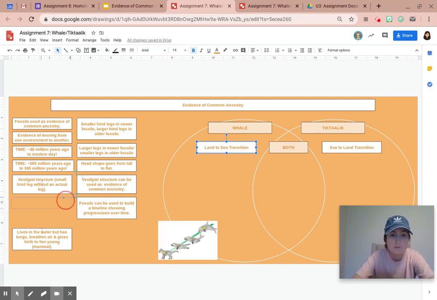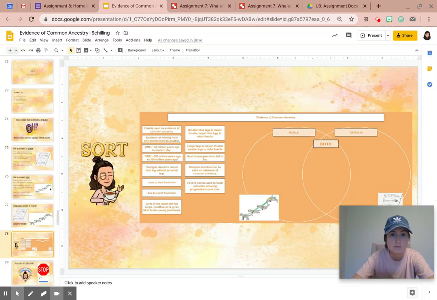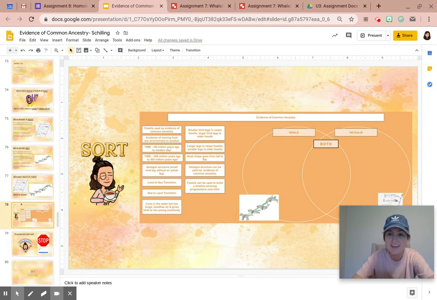Hopefully it goes better. I know a few of you had trouble on our last Google drawing sort, but I think that I made this one a little bit easier to sort. So let me know if you have any questions, but that's what I want us to focus on today for our sort. So once you complete that, just hit that turn it in button and you're good for science for today.